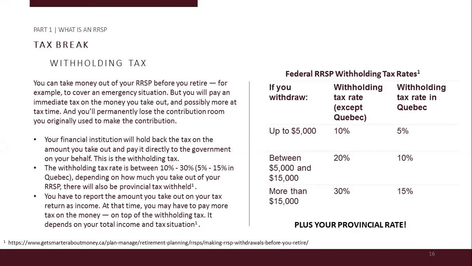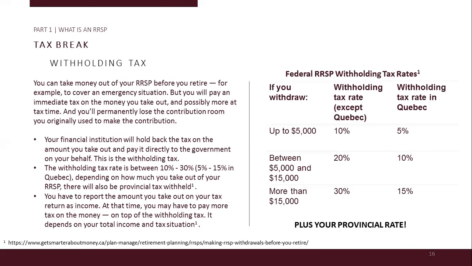Your financial institution will hold back the tax on the amount you take out and pay it directly to the government on your behalf. This is called the withholding tax. The withholding tax rate is between 10 and 30%, or 5 and 15% in Quebec, depending on how much you take out of your RRSPs. There will also be provincial tax withheld. You can see the federal withholding tax rates on the right-hand side of the slide.